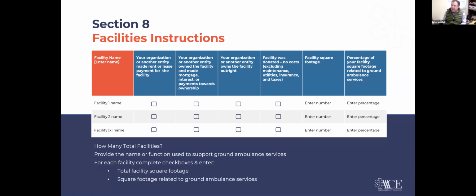So first, they're going to focus on how you ended up in possession of the property. They're going to ask you if you lease it from another entity. If the answer is yes, then you would check that box. Do you own it, but you have a mortgage on it? In which case you would check that box. Do you own it outright, meaning free and clear, no mortgage? You would check that box.